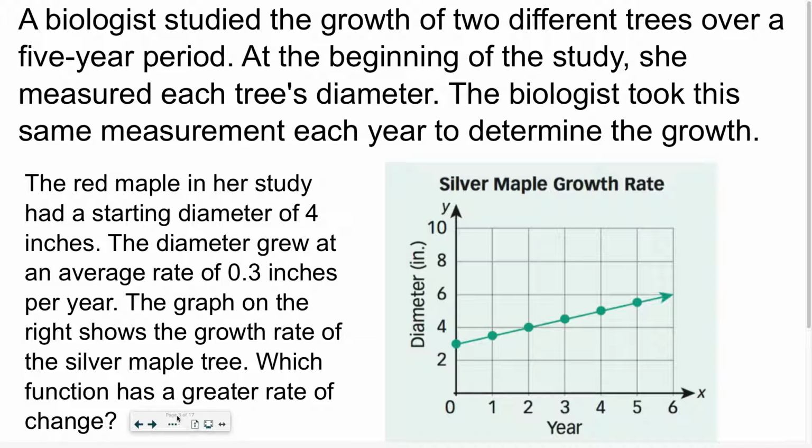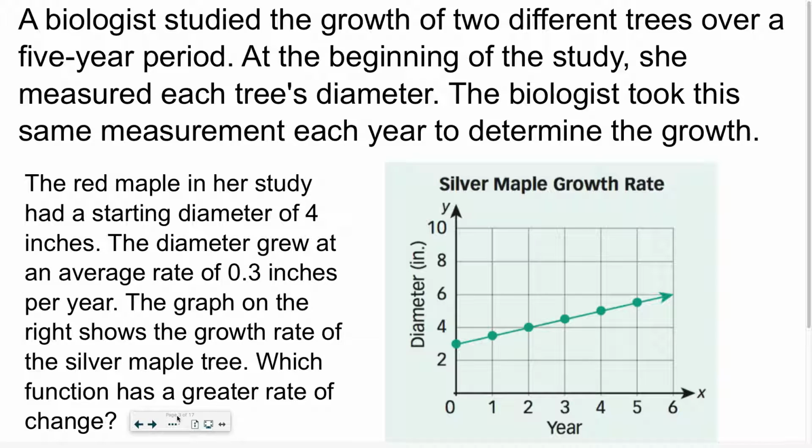He took the measurements and here's what he found. The red maple in the study had a starting diameter of 4 inches. The diameter grew at an average rate of 0.3 inches per year. The graph on the right shows the silver maple. So we're going to figure out which function has a greater rate of change.